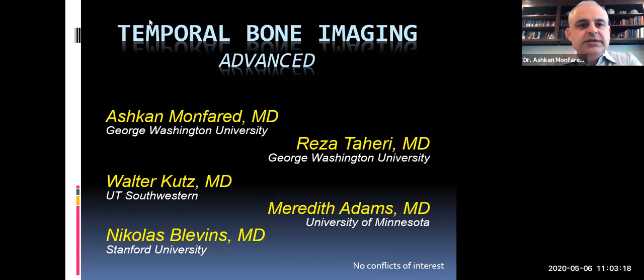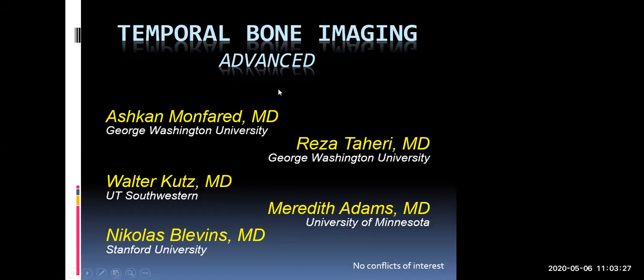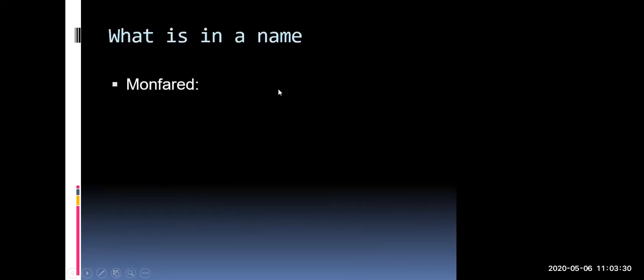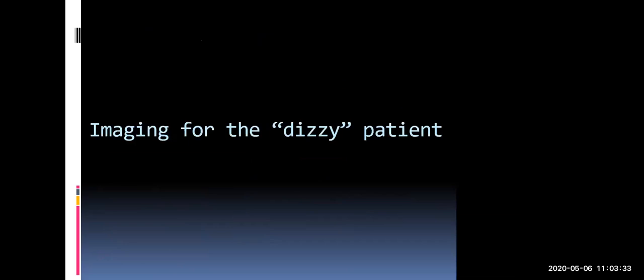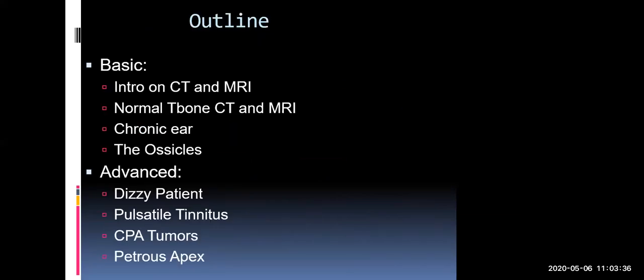I can get rid of my own video to not be distracting you guys. There we go. All right. So let me go down quickly during the talk. The advanced portion of this lecture, I'm going to go over some radiology images on dizzy patients, pulsatile tinnitus, CPA tumors, and petrous apex. This is meant to have polling for the audience, and we can't do that. So please just in your chat box, you can type in what you think the diagnosis is, and I'll wait till you do that, and then we'll go over the next one.